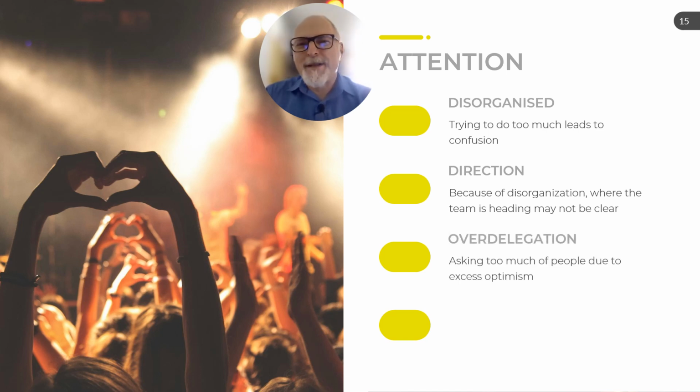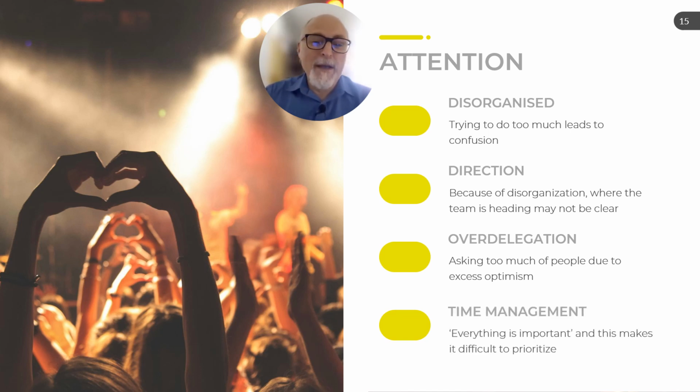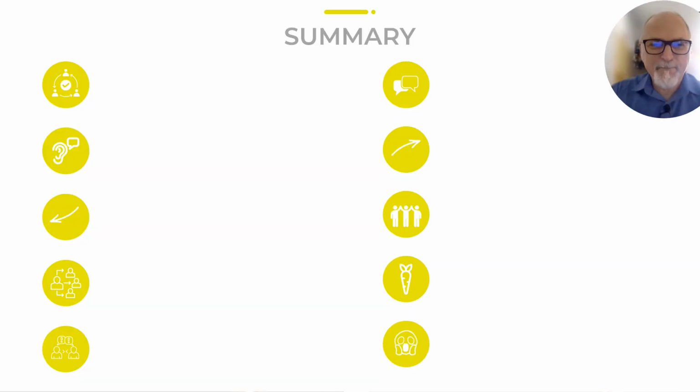Also, this optimism may lead to them over-delegating, so giving tasks to people who are not able to do them or not able to follow them through. And finally, time management as well, because it's difficult for them to prioritize. Setting deadlines with somebody with a high I can be a little bit tough at times.